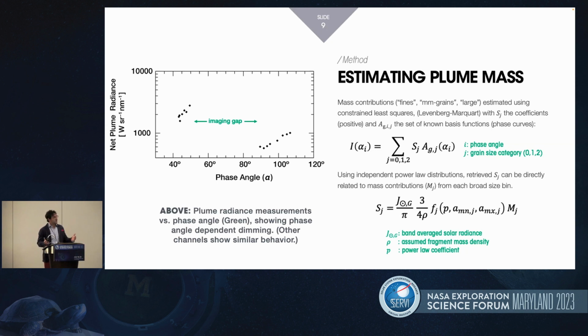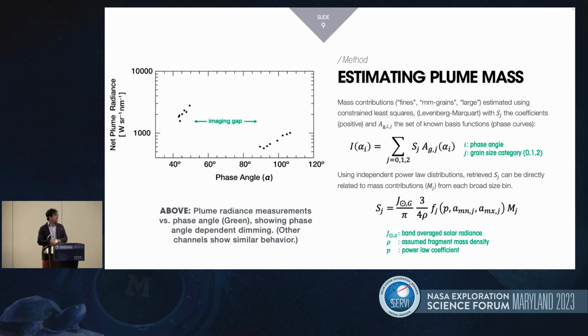From our three phase curves, we essentially have three size bins, categories like small, medium, and large. We can have a scale factor for each of those phase functions to say, how much of that phase function is contributing to the total light? We retrieve that, and that's what Sj is in that equation. Brightness is on the left, Sj is the scale factor for the phase function, and you work out the best value of Sj for each phase function in each image. Once you've got that, you can turn that into mass using the equation at the bottom. However, you need to assume a power law size distribution and a fragment density.